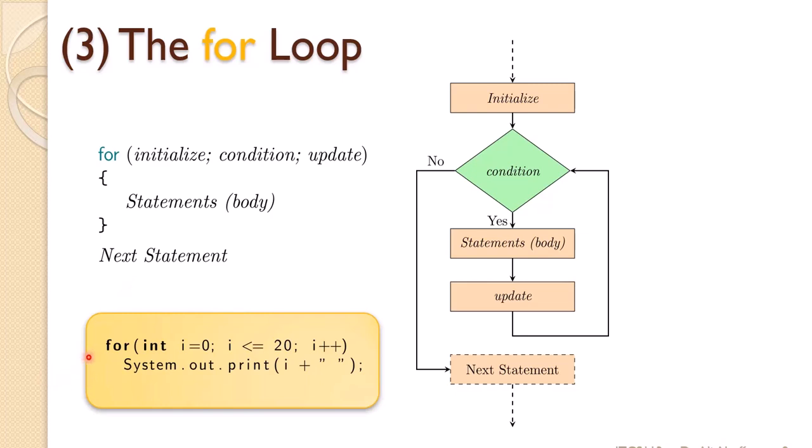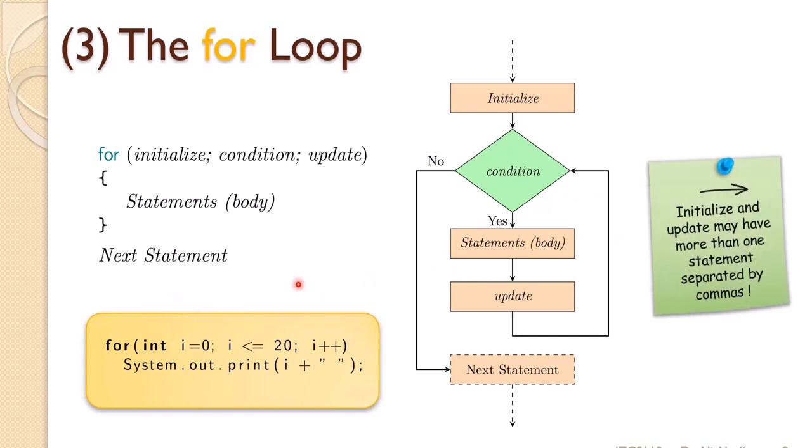Here is an example for a for loop that iterates 21 times. Why 21 times? Because it starts from 0 and it goes up to 20, and see the update, it's updated by 1, and what we do inside the loop, we just simply print. So this is like a shortcut, smaller, if you want to design a loop that counts up or counts down.